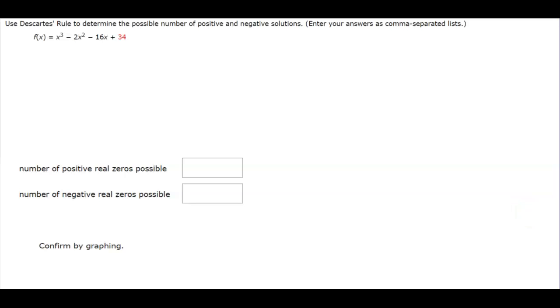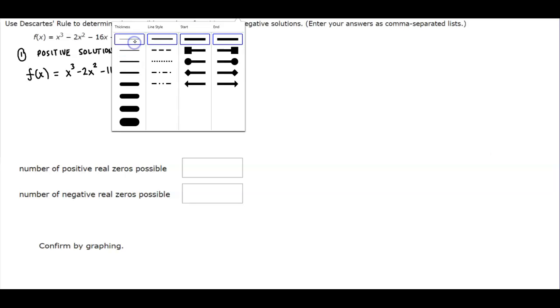Okay, here we're going to use Descartes' rule to determine the possible number of positive and negative solutions. So first thing we want to do is look and see how many positive solutions there are. So we're going to look at the function, which is f of x, and that's equal to x cubed minus 2x squared minus 16x plus 34.